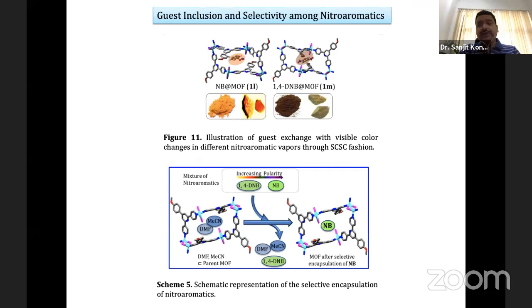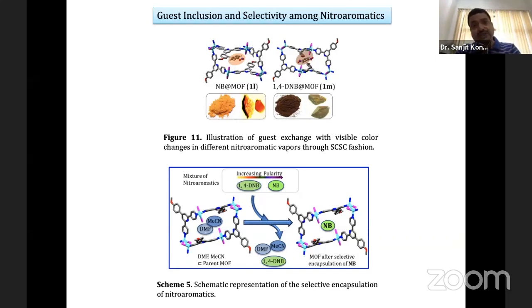Now, coming to the nitroaromatics, a lot of work is going on all over the world to detect nitroaromatics in the most convenient way. You know that nitroaromatics are highly explosive, and it always takes time to find out the nature of the explosive. Particularly, TNP is very highly explosive.